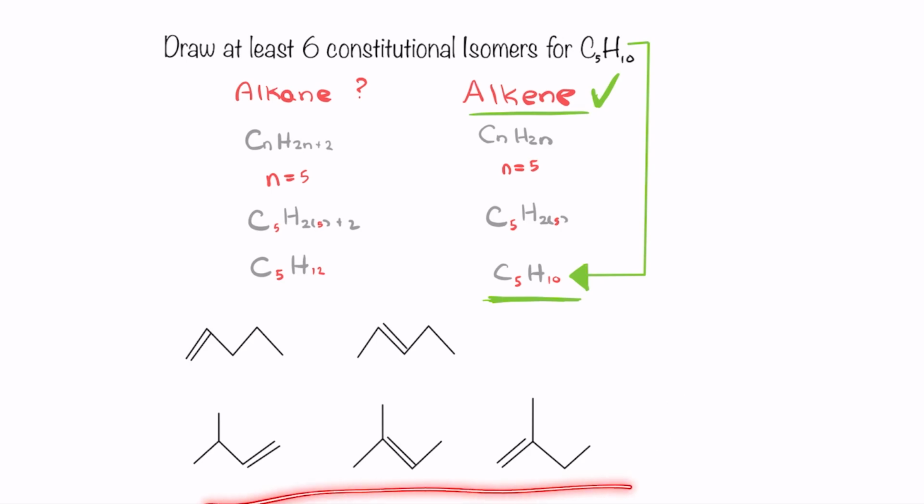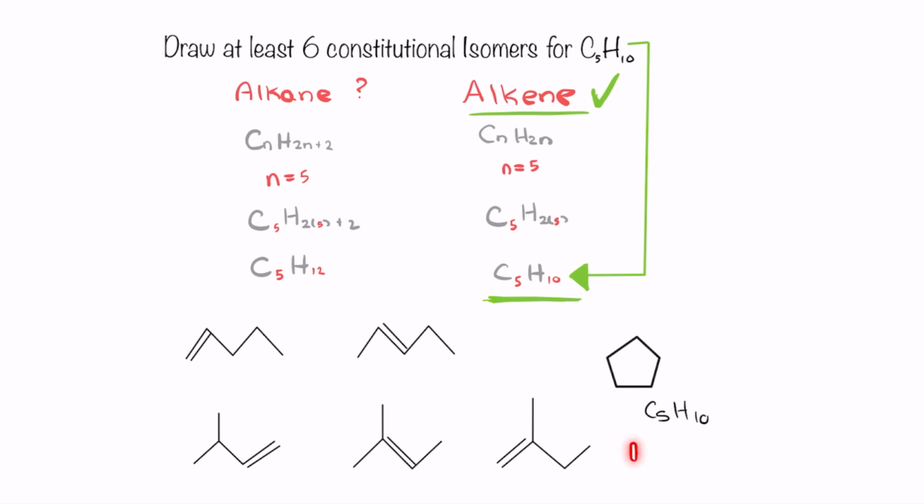This is only 5 structures here, and the problem asked you for 6. So you might draw the last structure as a ring closure for pentane. It will actually have the same molecular formula of C5H10 because it also has 1 unit of unsaturation, just like the alkenes here. Now you formed successfully 6 constitutional isomers for C5H10.